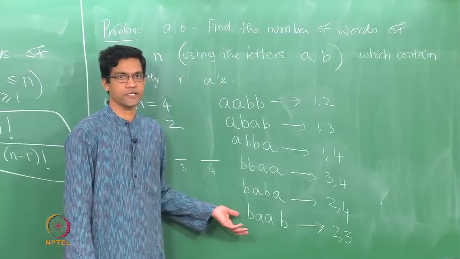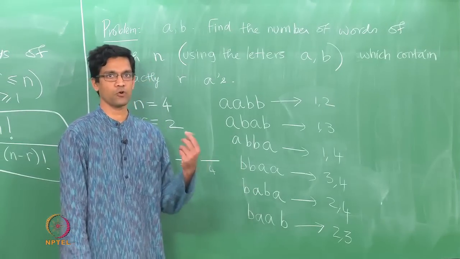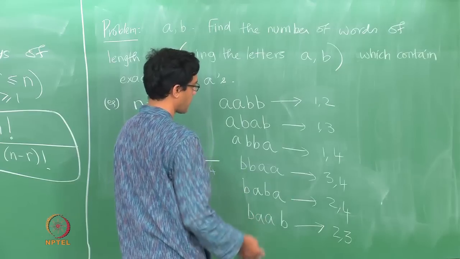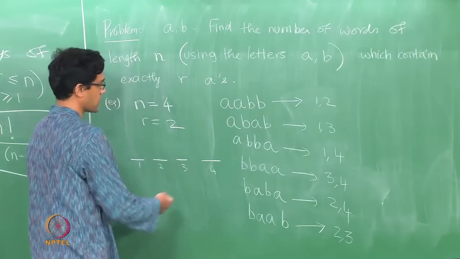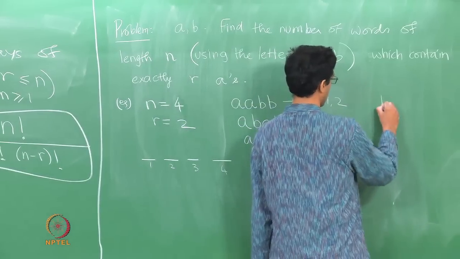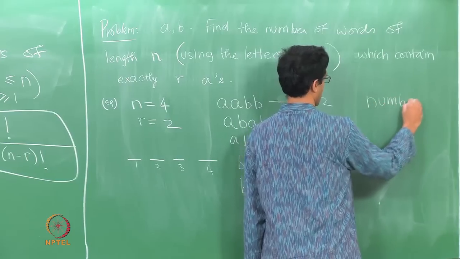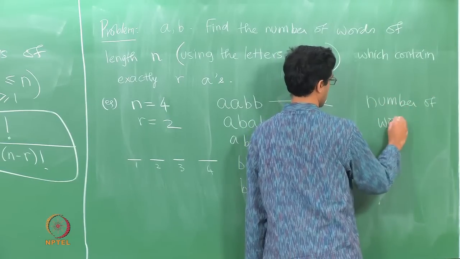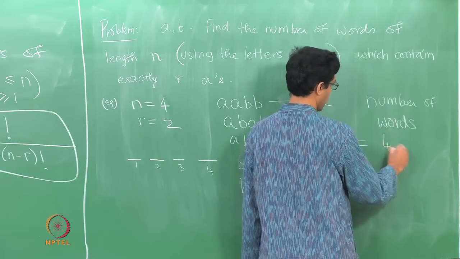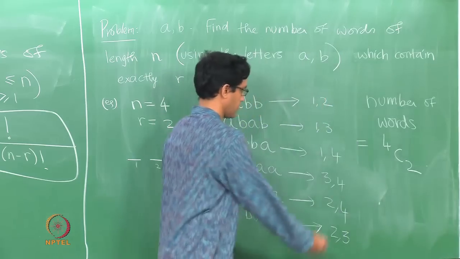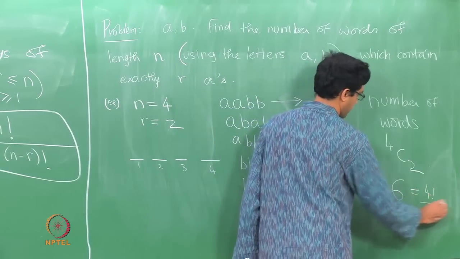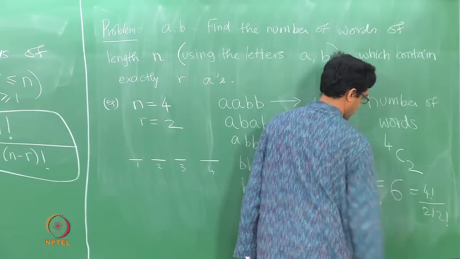Okay. So a word like this is really the same thing as a choice of 2 positions. So what is that? That's equivalent to the following thing. You are given 4 numbers 1, 2, 3 and 4, which are the position numbers. Amongst them you have to pick 2 numbers, which are the 2 positions where the A's occur. So the number of words is the same as the number of choices of 2 positions, which is 4C2, which we know to be 6. So one can just compute it: it's 4 factorial divided by 2 factorial times 2 factorial.